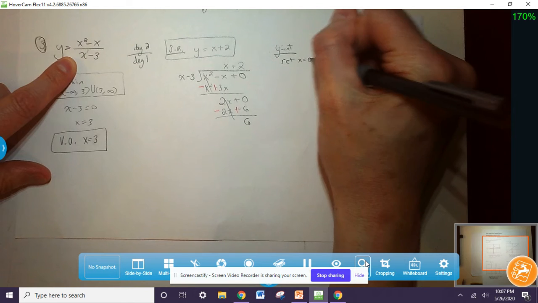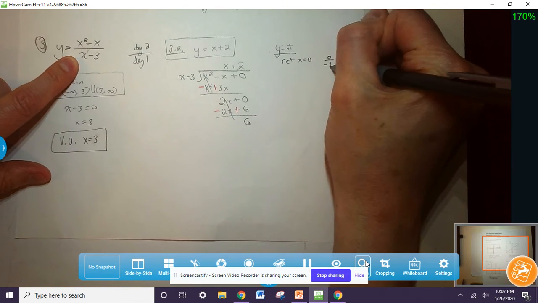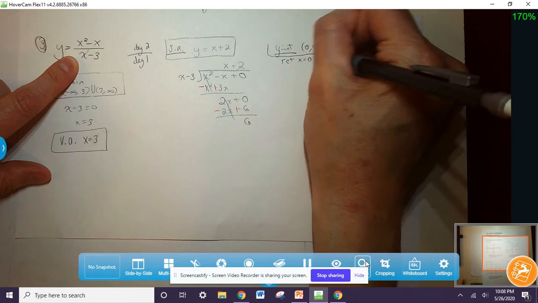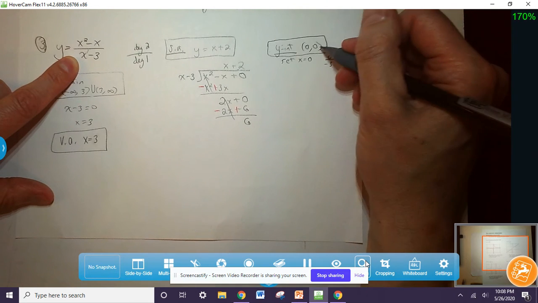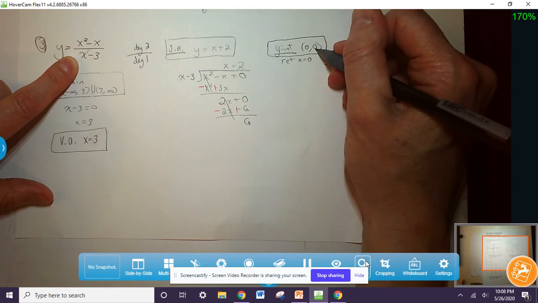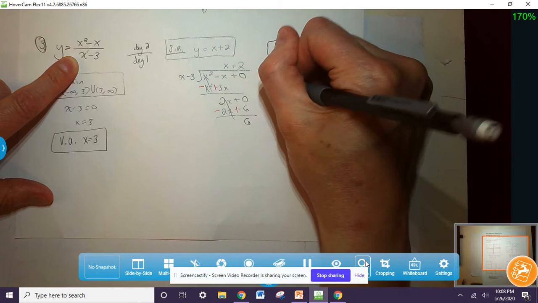The top will become 0. The bottom becomes negative 3. So once again, we get 0, 0. This graph is going to pass through the origin. So that'll be an x-intercept as well. But be careful. In the last example, this was the y-intercept and it was the only x-intercept. Don't assume that always happens.